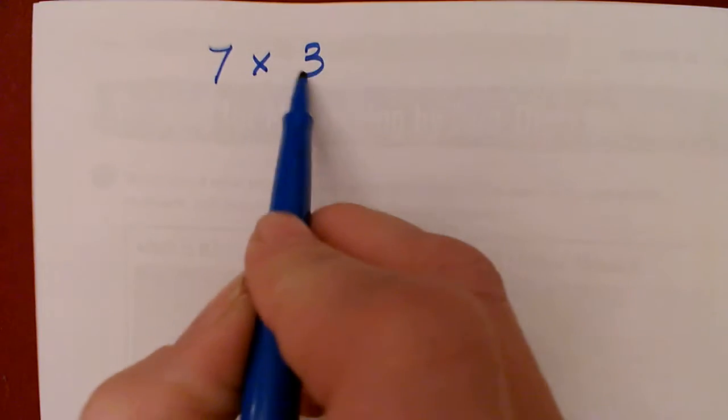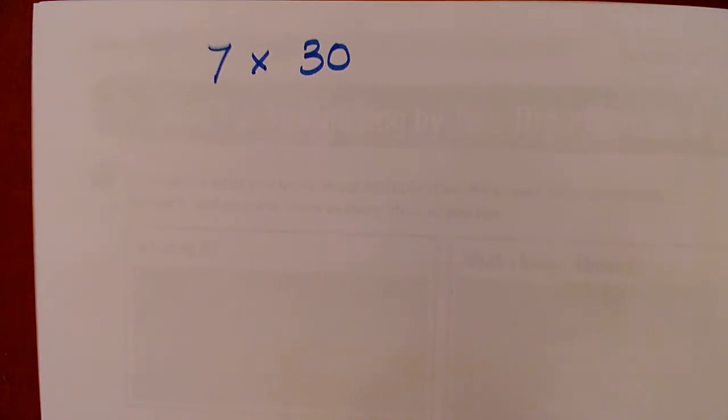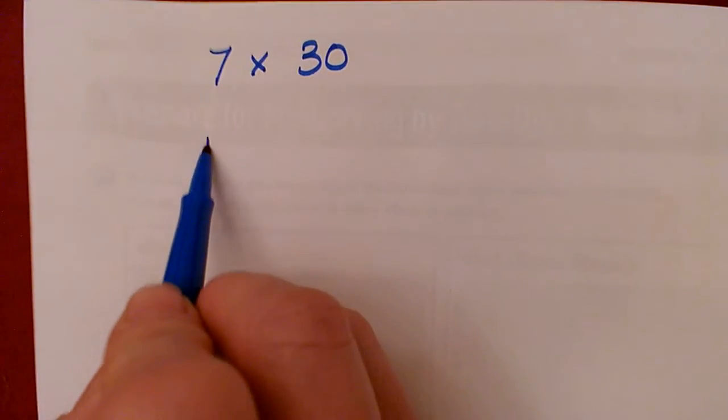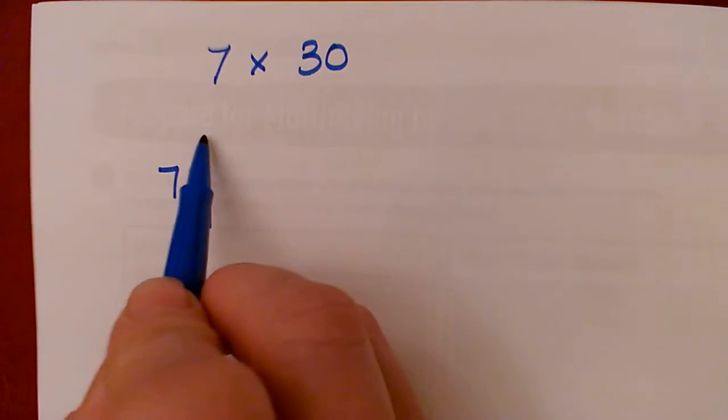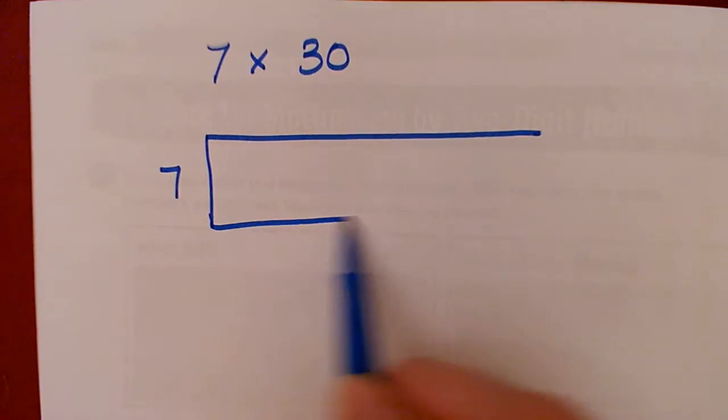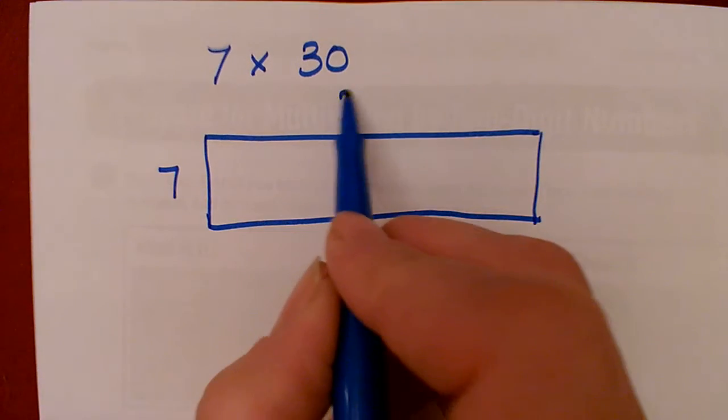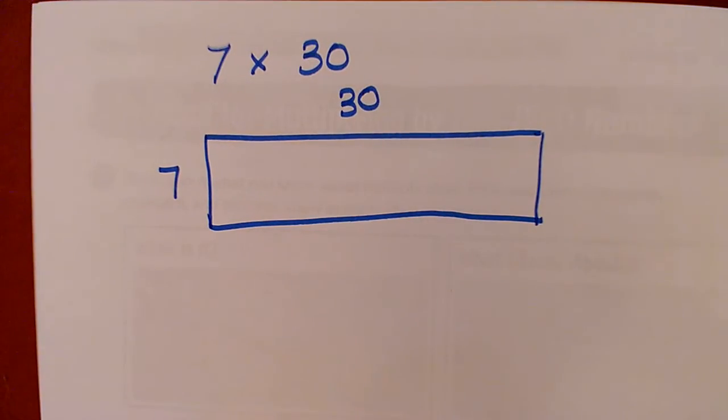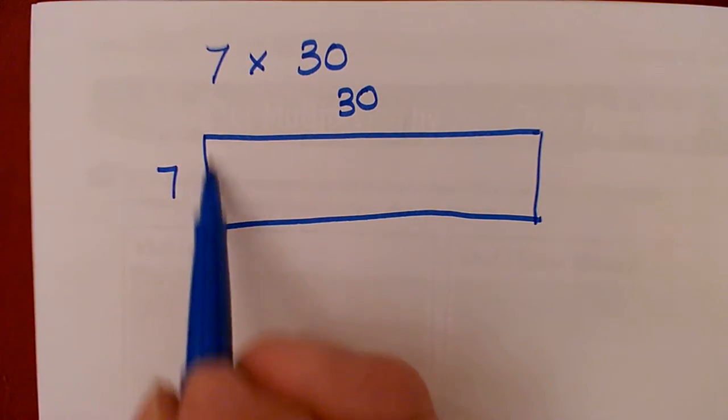So let's do one more easy one, and then we're going to talk about how we're going to be doing this the rest of the day. So here we go. Let's say that I told you that I wanted to model, I don't know, 7 times 30. If I wanted to model 7 times 30, I could show 7, and then I could model, it would be kind of long, 30. So this is 7 and 30.